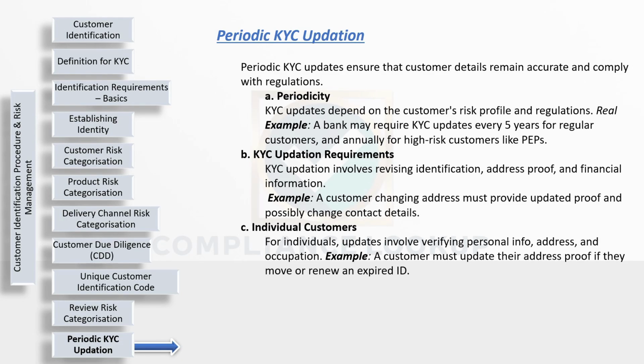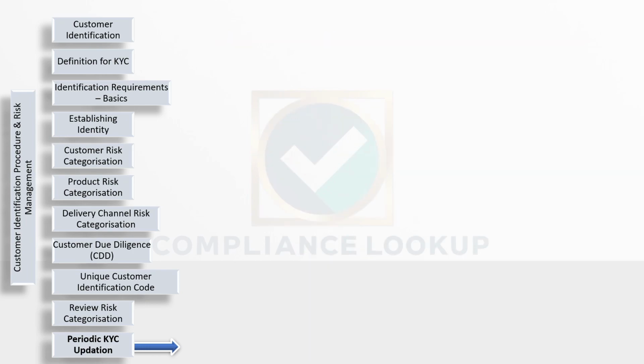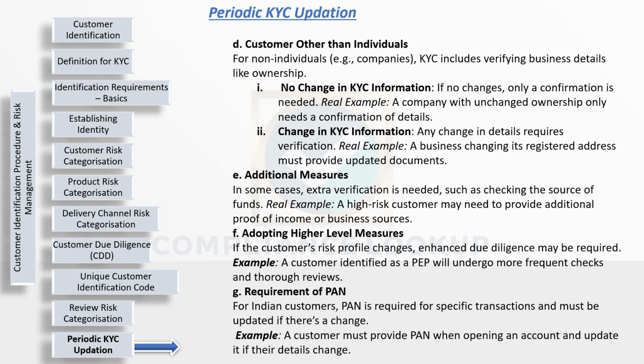Now, first, no change in KYC information. If there is no change in the information, the customer's profile can be updated with a simple confirmation of details. Example: a company has not changed its ownership or business address. In this case, the bank simply confirms that no updates are necessary.